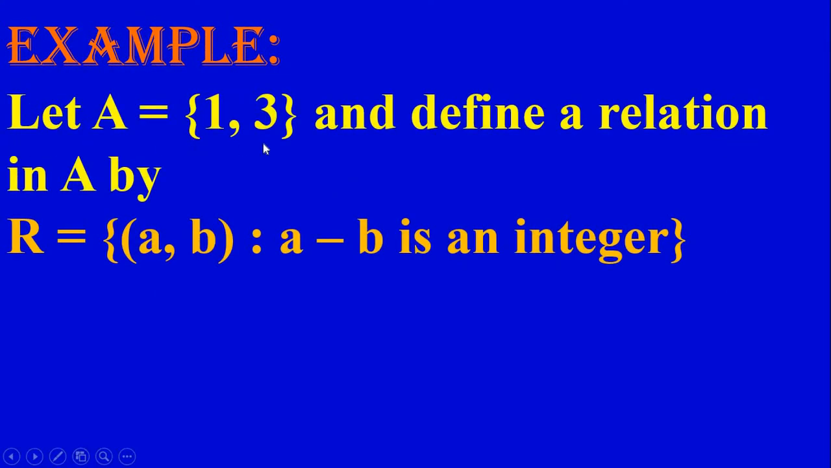So next we consider one more example. Take A equal to {1, 3} and define a relation in A by R equal to the set of all (a, b) such that a minus b is an integer. That is, when we subtract two numbers, we have to get an integer.